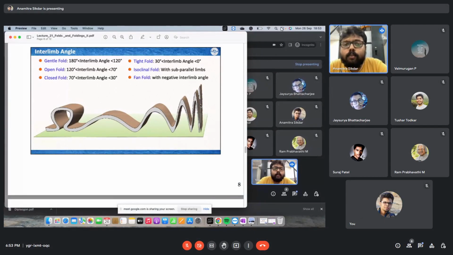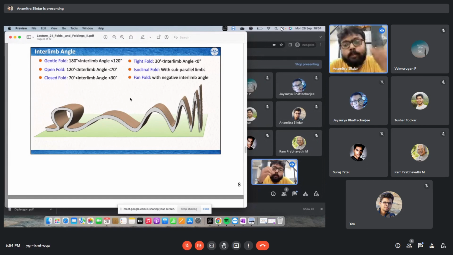So in isoclinal fold, the two limbs of the fold are more or less dipping towards the same direction, right? So they have equal dip and equal direction. So isoclinal fold, it's almost like this, right? And you have a very tight hinge, and it's like this, almost like this, right?